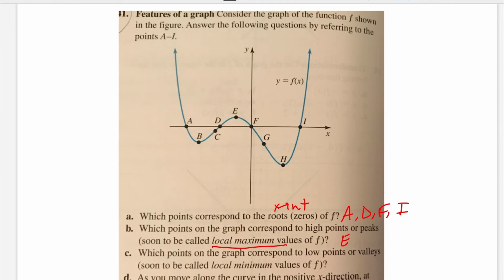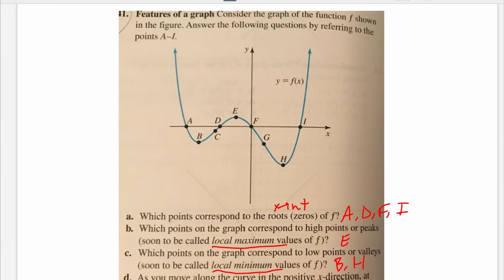Okay, what happens if I have a local minimum or a low point or a valley? Where are those happening? Yeah, good. This one has two. At B, comes up, and then we come back down here to H. Good. So B and H, both of those. You guys are awesome. Nice job.